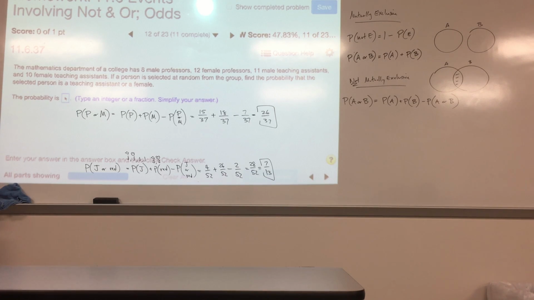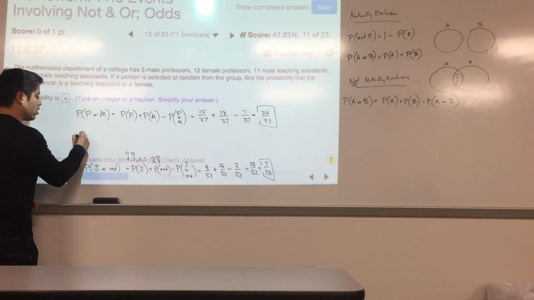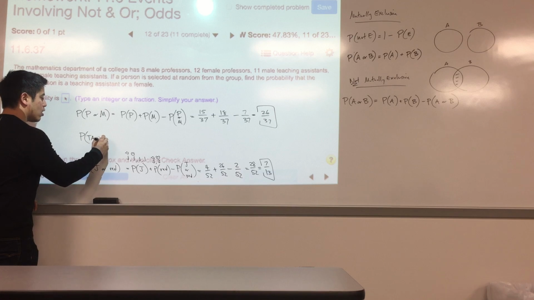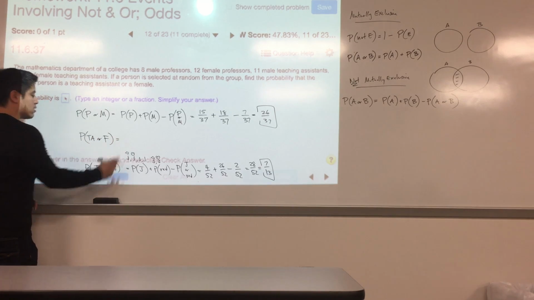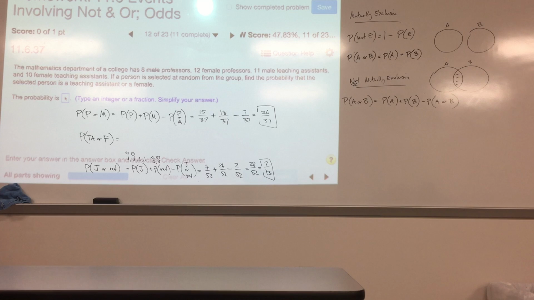If a person is selected at random from the group, find the probability that the selected person is a teaching assistant or a female. Here we go. We're trying to find the probability that we get a TA or a female teacher of some sort, professor or TA. Does that make sense, guys?